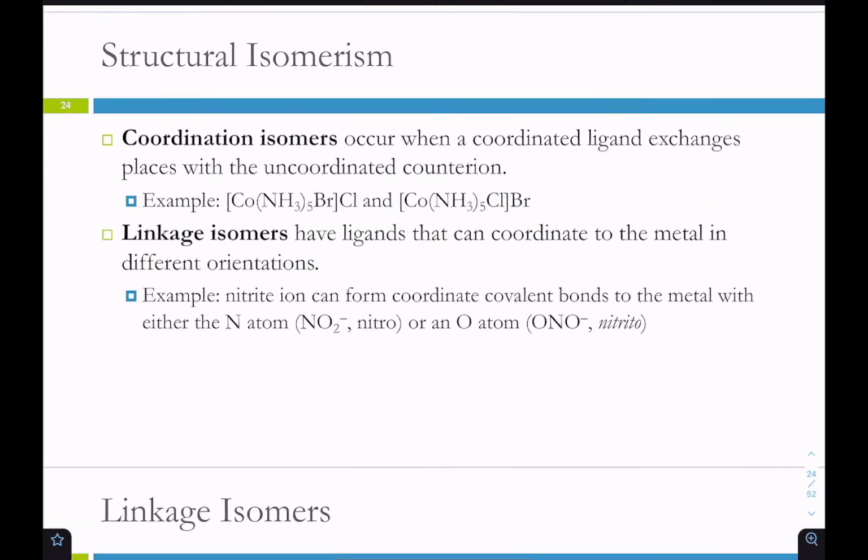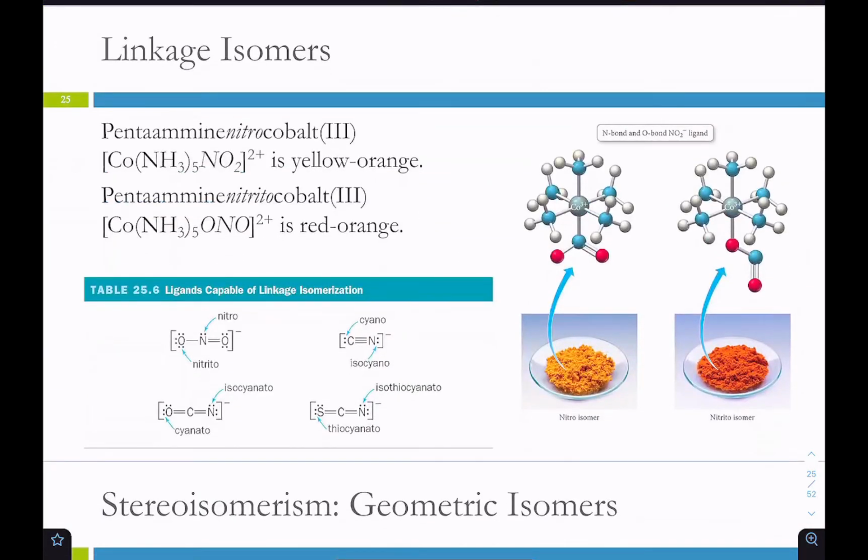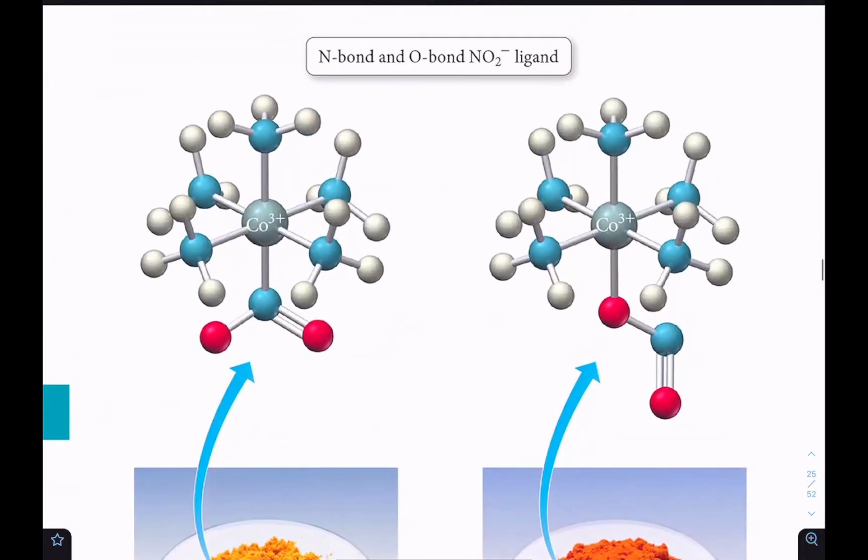Linkage isomers have ligands that can coordinate to the metal in different orientations. These are things like the nitro group, which is a nitrite, that can attach from the nitrogen atom or from an oxygen atom, and that changes that ligand's name to nitrito. This also has some implications for crystal field theory. Linkage isomers, again, this is the best way to see it. You can see here that this nitro group is attached from the nitrogen, whereas the nitrito group is attached from the oxygen. So they can just take turns coordinating with the metal cation, cobalt in this case.